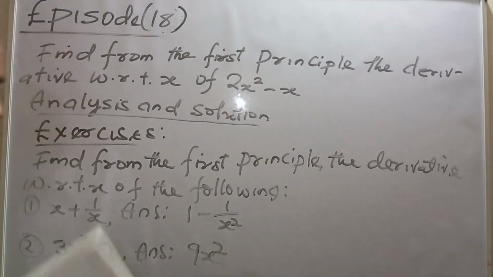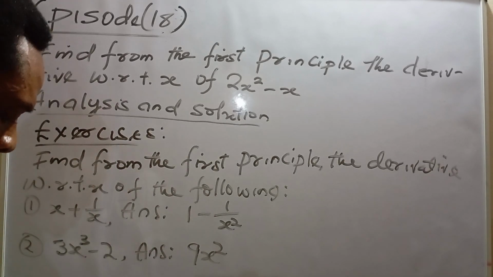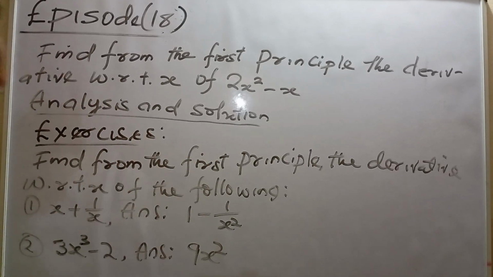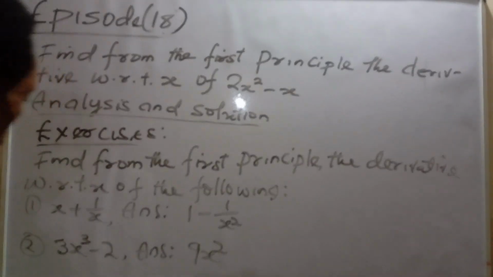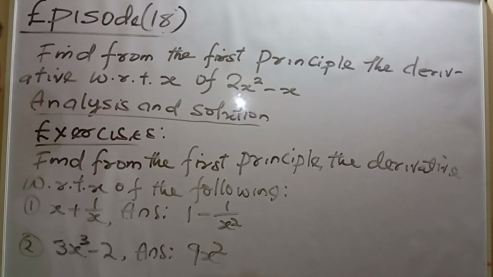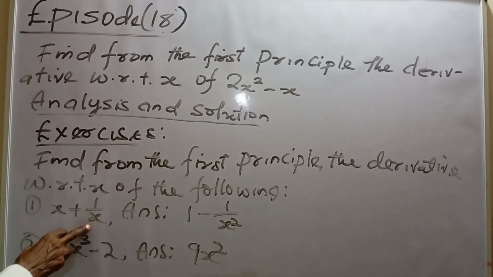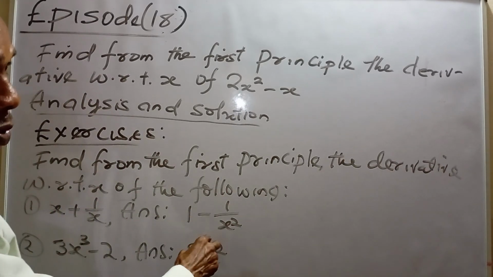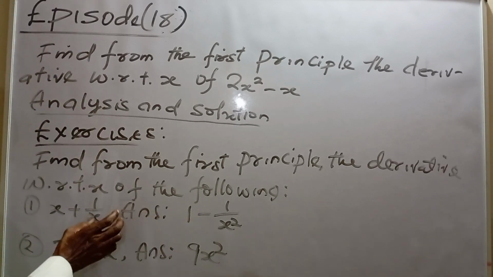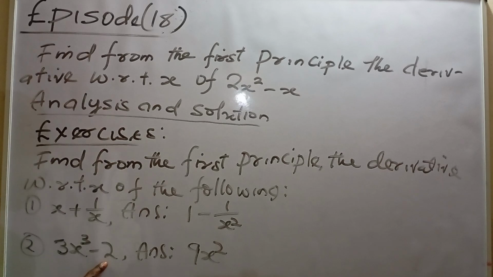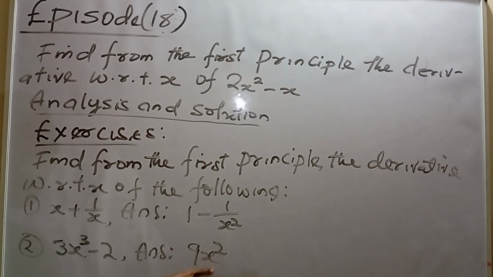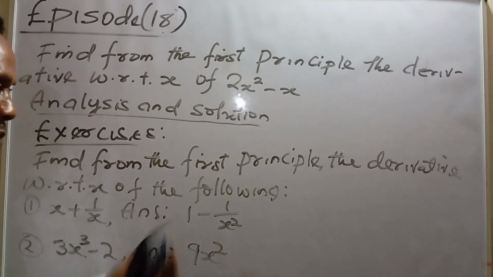Okay, so you have to try this. The exercise: find from the first principle the derivative with respect to s of the following. The first one is s plus the reciprocal of s. The answer is 1 minus the reciprocal of s squared. If you get it, you mark yourself good. The second one is 3s cubed minus 2. The answer is 9s squared. Just solve it, and if you are able to get the answer correctly, then you mark yourself good.